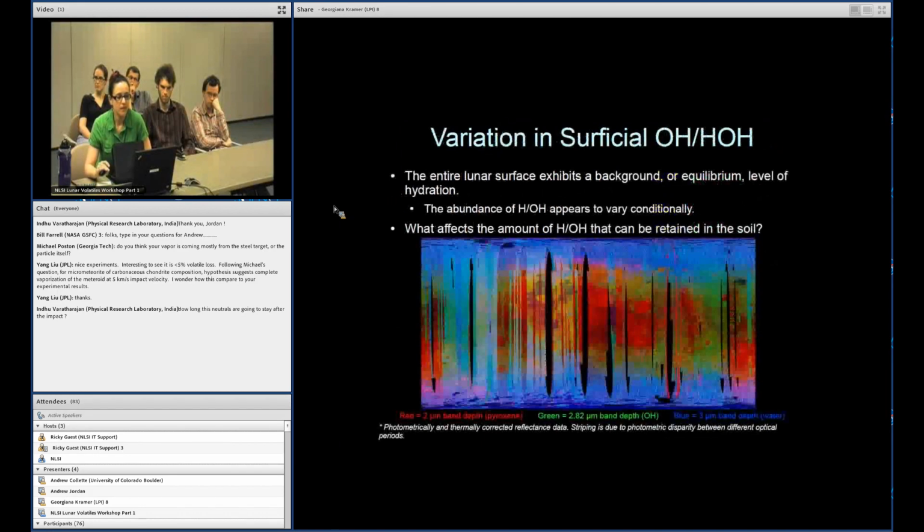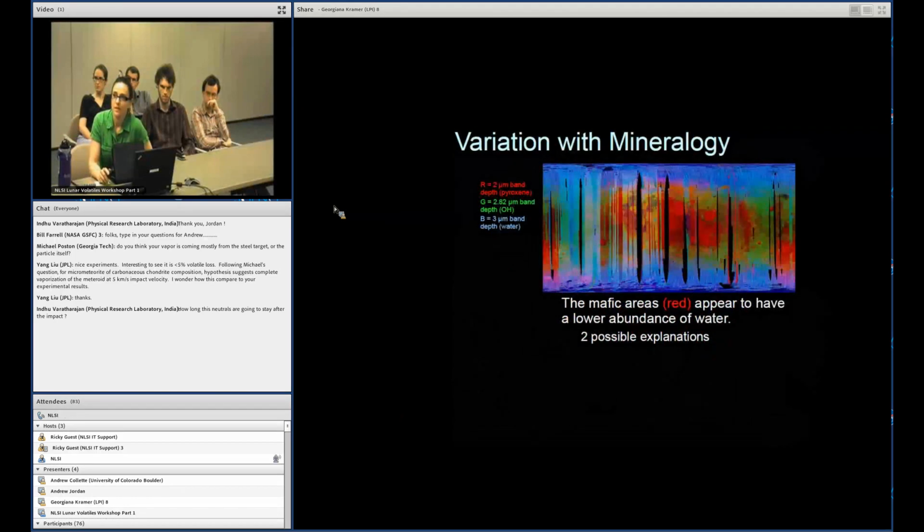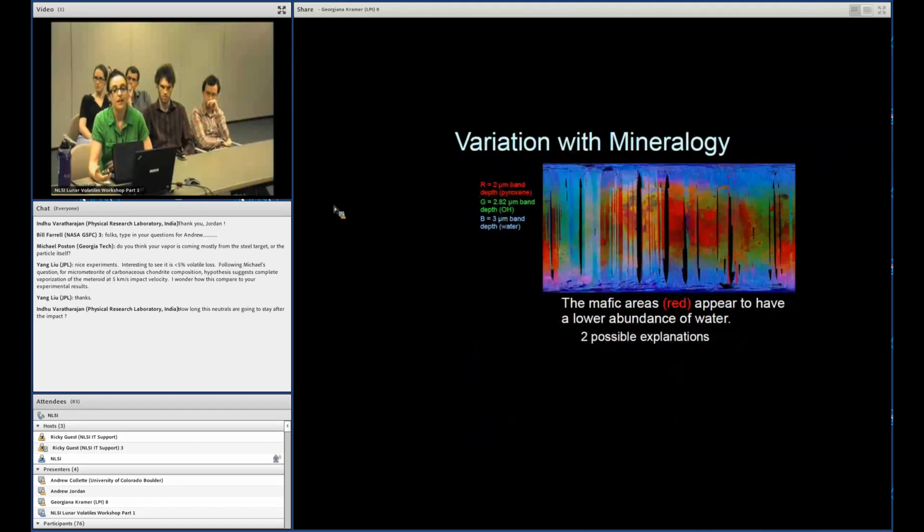So the entire lunar surface exhibits a background or equilibrium level of hydration. The abundance of it varies spatially and conditionally, well, conditionally including spatially. So the question I wonder about is what affects the amount of hydroxyl and water that can be retained in the soil. The mineralogy, the latitude, the texture, the maturity. So I'm going to go over some of these things and demonstrate to you how I've been trying to test how these things might vary with these different parameters.